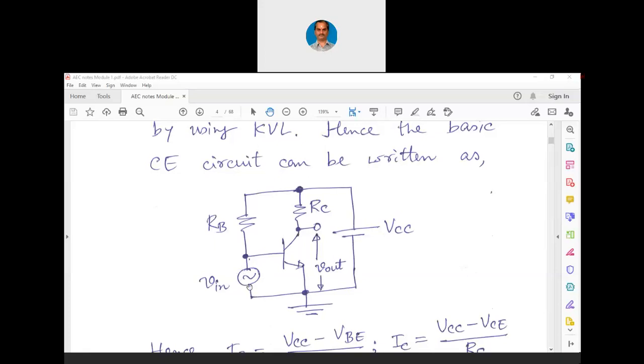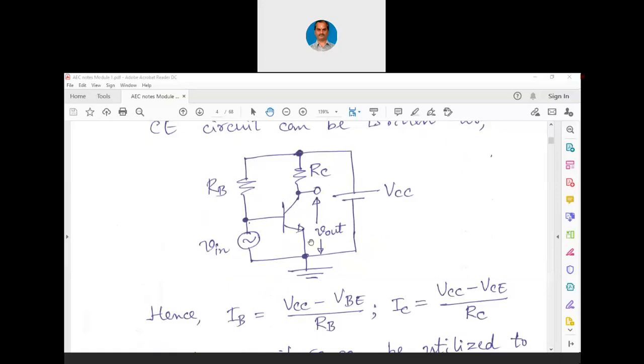To the input, we can give AC voltage directly. This AC voltage will always be in millivolts and microvolts. So we can give this to the input directly. Now this will be the actual circuit which we will be using initially.